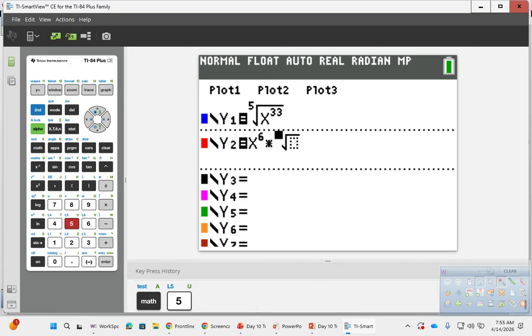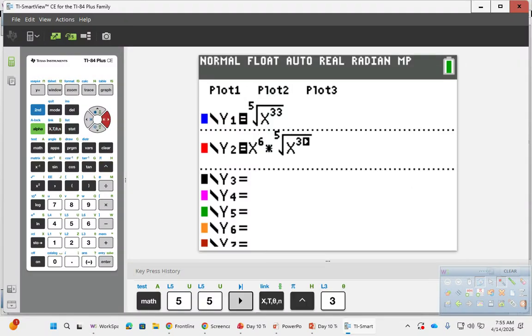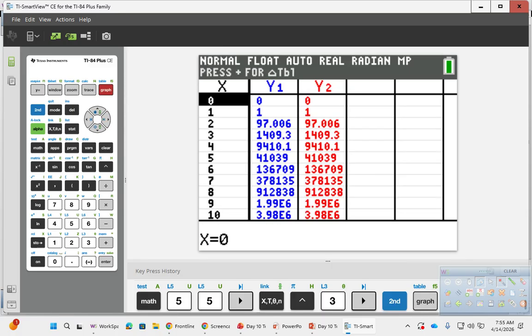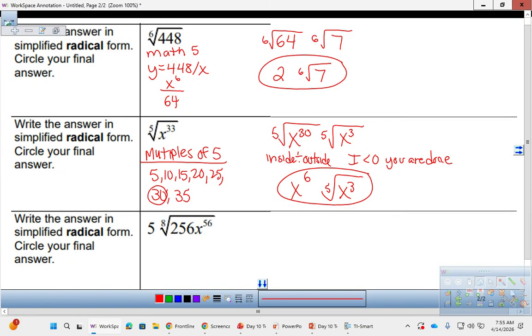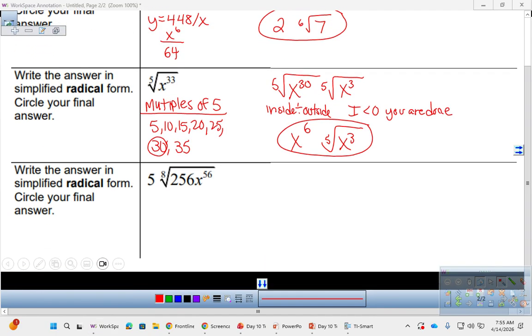And it was the 5th root of x to the 3rd. If this answer is right, everything's going to match here in the table. And you can see that it does. So even though it's a variable, we still can check our answer in the calculator. Everybody okay so far? All right, so for the next one, I've got this 5 in front.